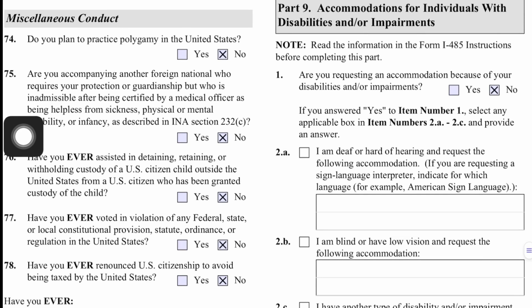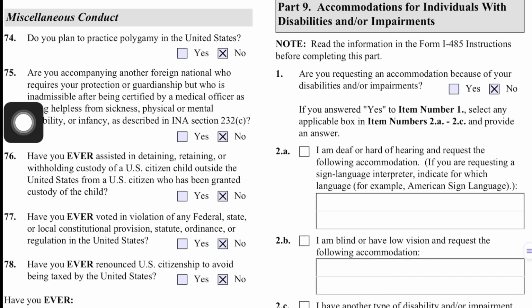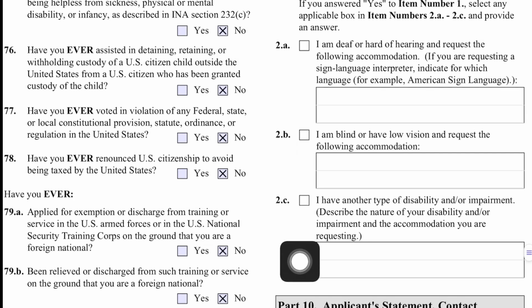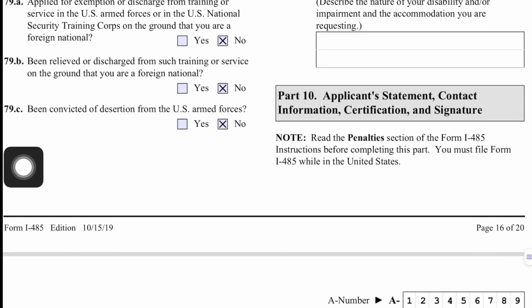Part 9 will be accommodation for individuals with disabilities and or impairments. Note, read the information in the form I-485 instruction before completing this part. So number 1, are you requesting an accommodation because of your disabilities and or impairments? I put no because I'm not disabled or I don't have any disability. So 2A to 2C, I'll leave it blank.